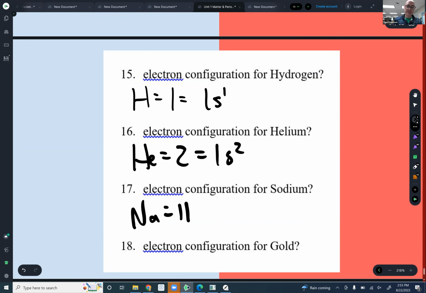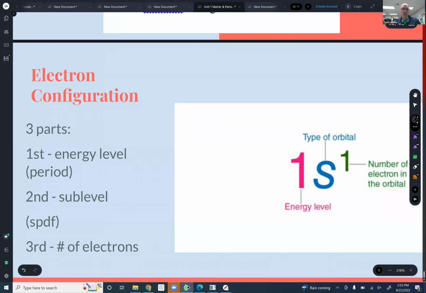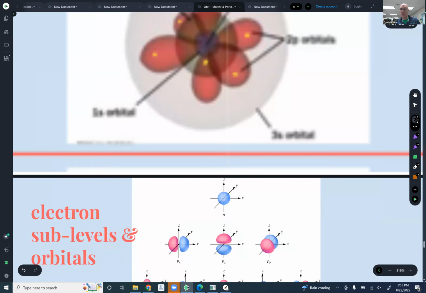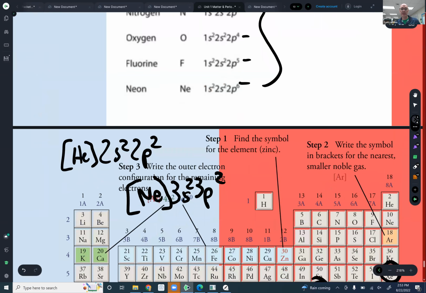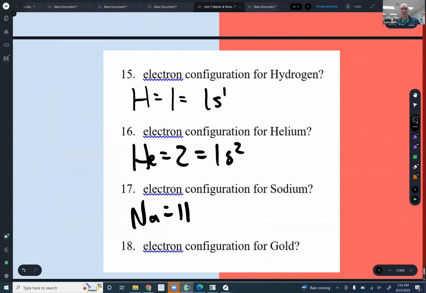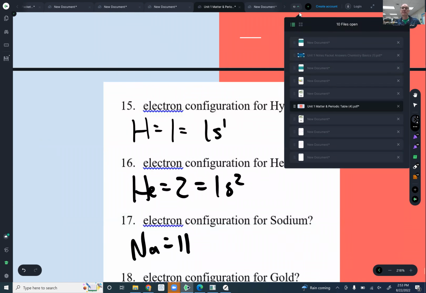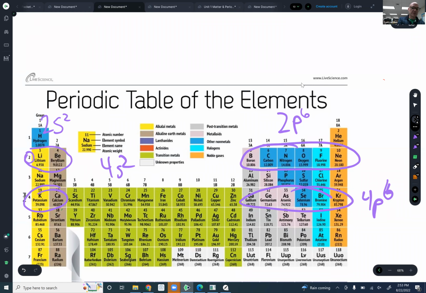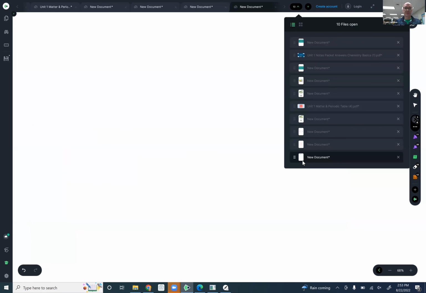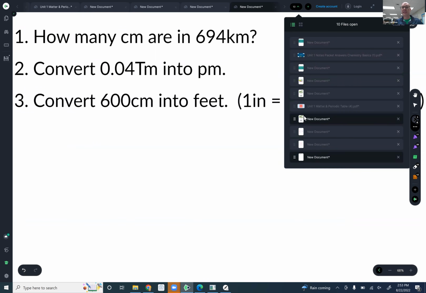Sodium is element number 11. So let's now go and look at a periodic table and see what we're going to do with sodium. Sorry, I scrolled to the wrong thing. Sodium is element number 11. So therefore, it's on the 3rd energy level. So let's use that and fix it here.